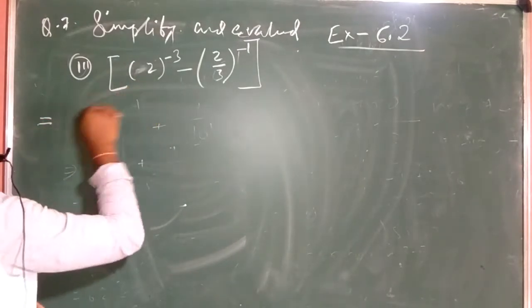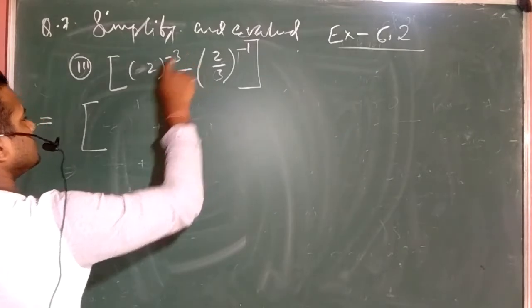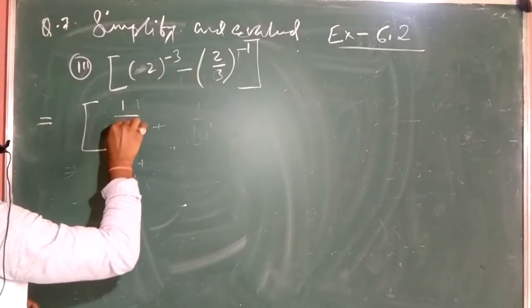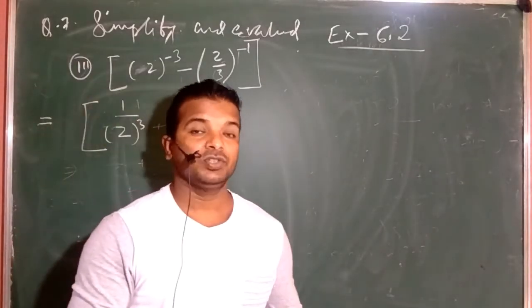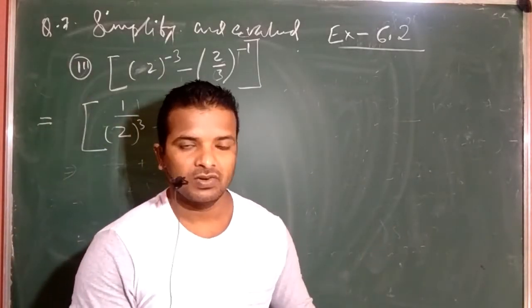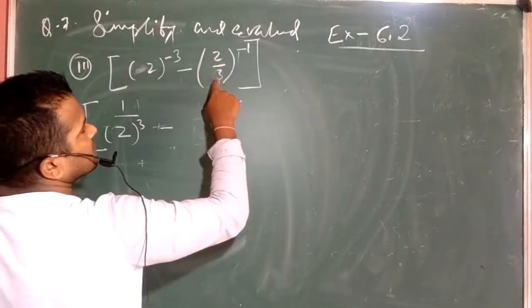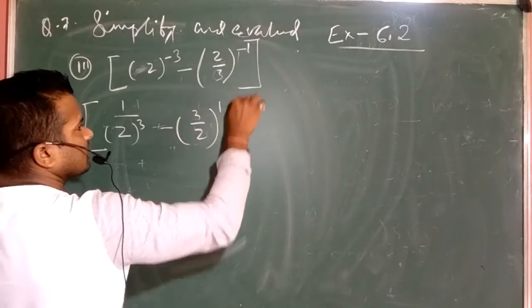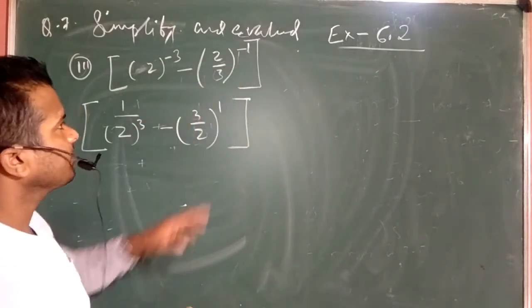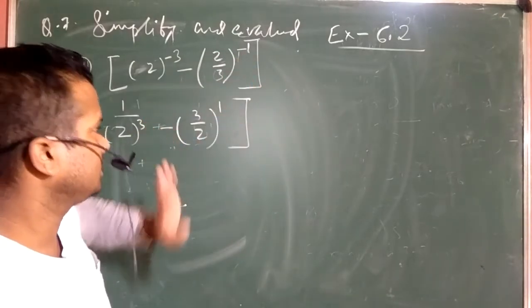Roman number 3, 2 to the power minus 3. That means it is 1 by 2 to the power plus 3. Correct? Minus is there, so we need to write 1 by, okay, reciprocal. Minus 2 by 3, minus is there. That means 3 by 2 to the power plus 1. Okay, 2 by 3 will become 3 by 2. 3 by 2 minus, so plus.